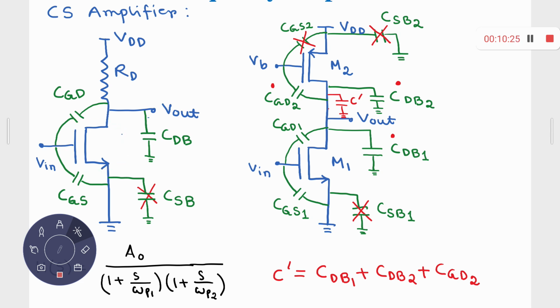One is between the gate and the source, this one. Second one is between the gate and the drain, this one. Third one is between the source and the body, this one.